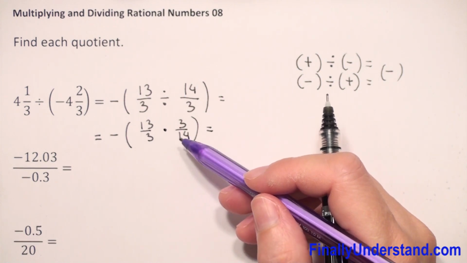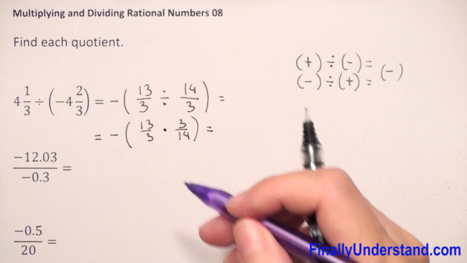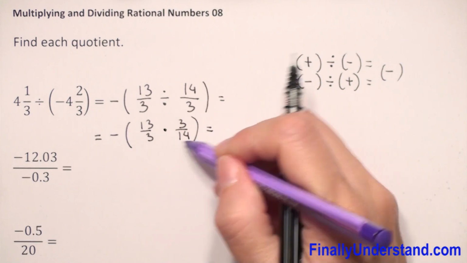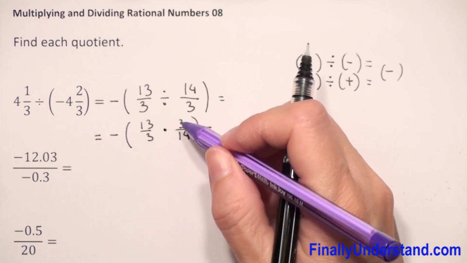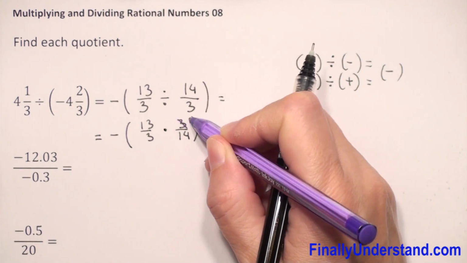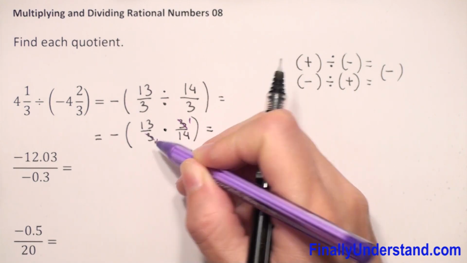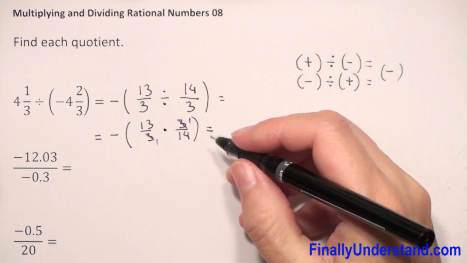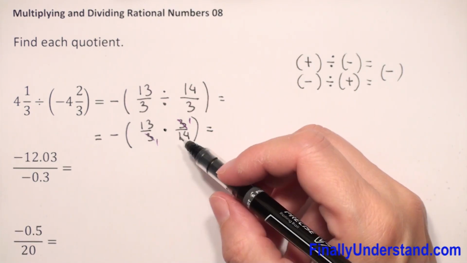When we reduce, we divide numerator and denominator by the same number. We have 13, we cannot reduce. We have 3, 3 we can reduce with 3. 3 divided by 3 is 1. 3 divided by 3 is 1. So now it will be very easy to do multiplication of these two fractions.